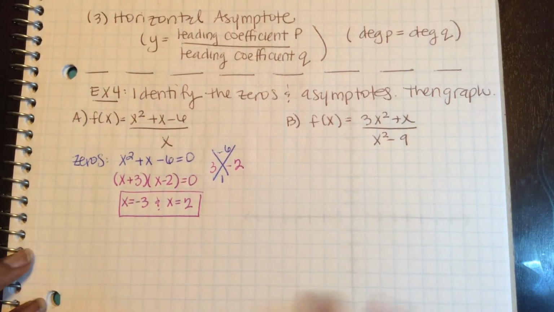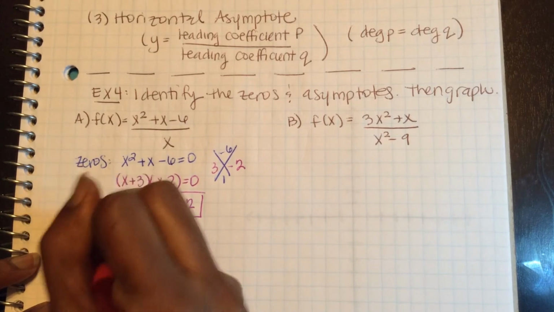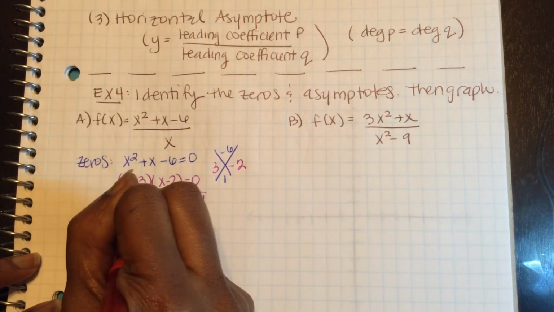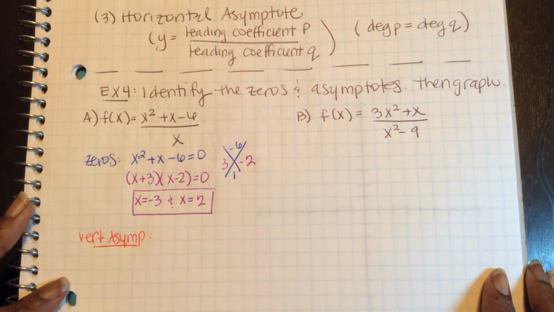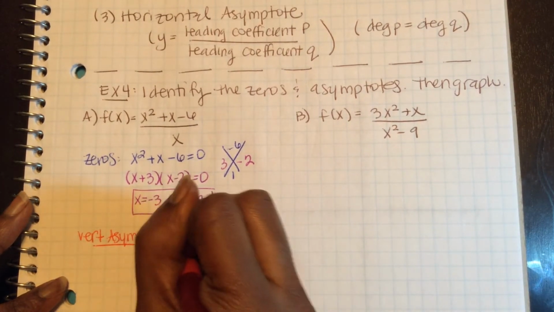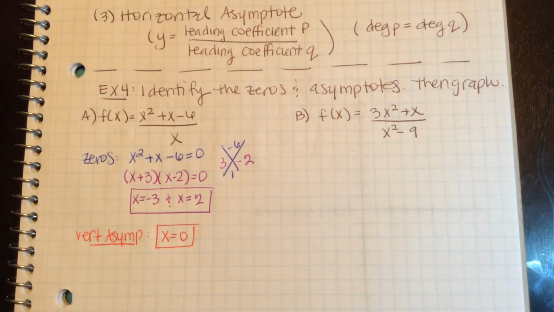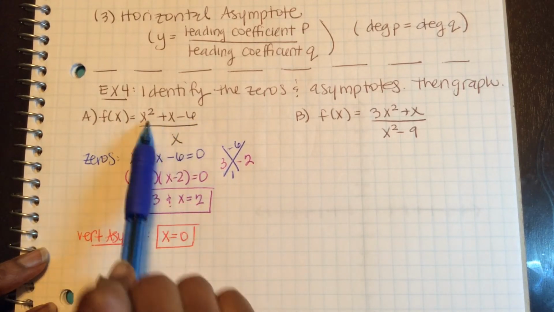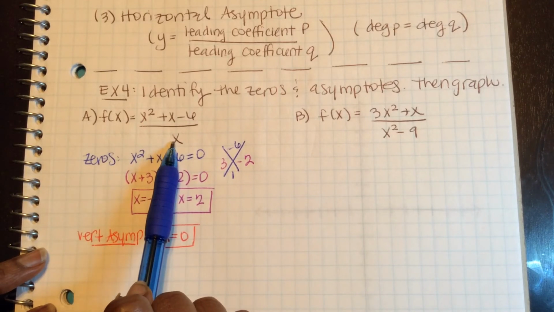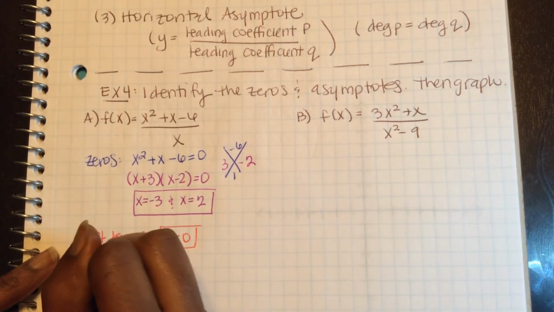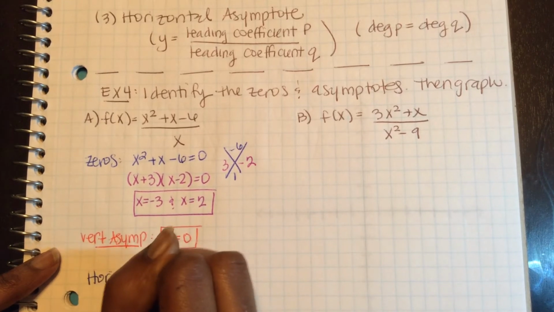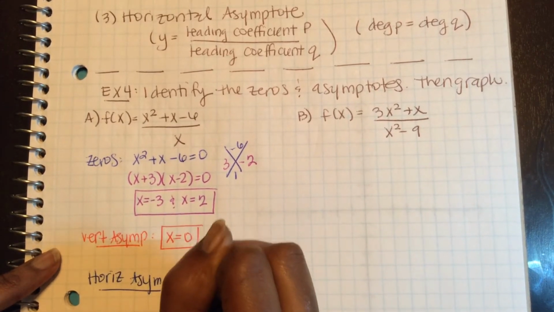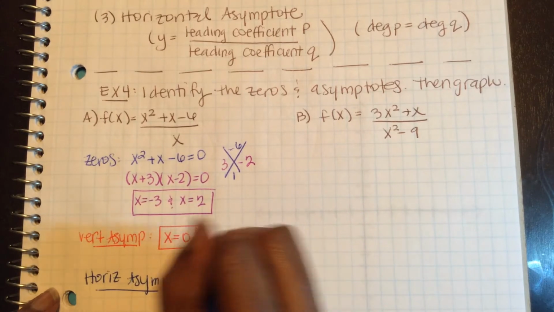So now let's find my vertical asymptote. Vertical asymptote is when my denominator equals 0. Well, that's easy. X equals 0. So now let's check for horizontal asymptotes. So the degree of p, my numerator, is greater than the degree of my denominator. Therefore, there is no horizontal asymptote.